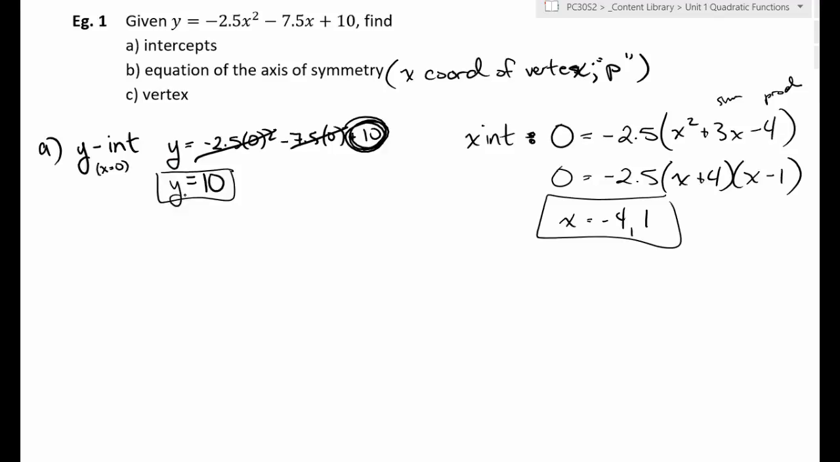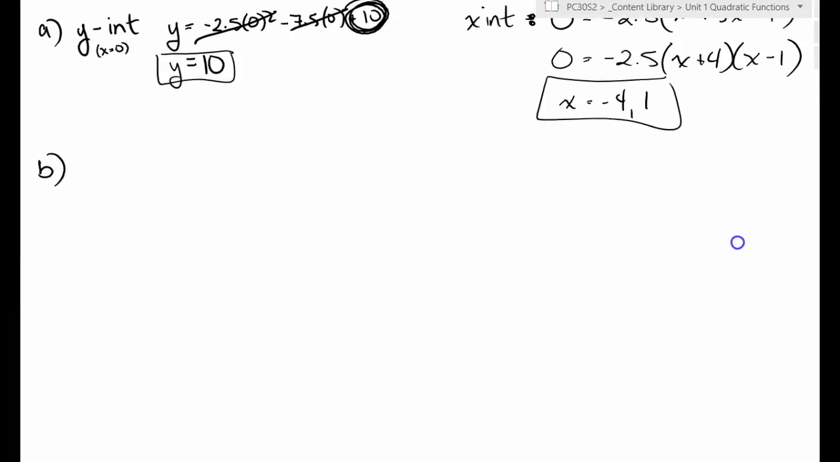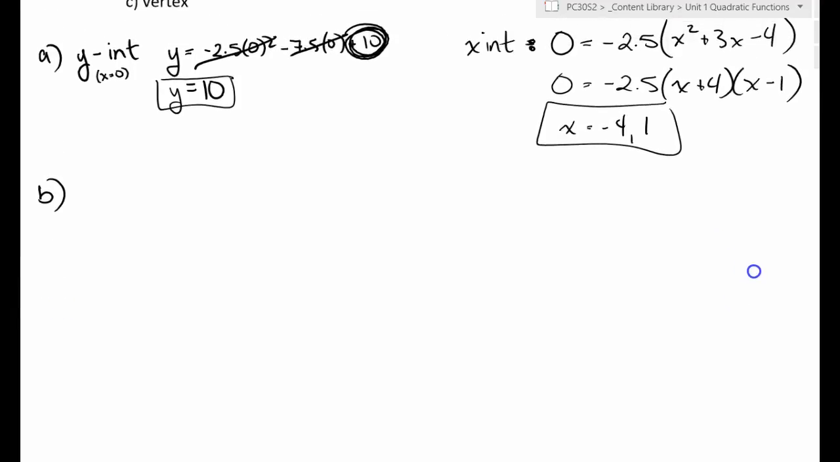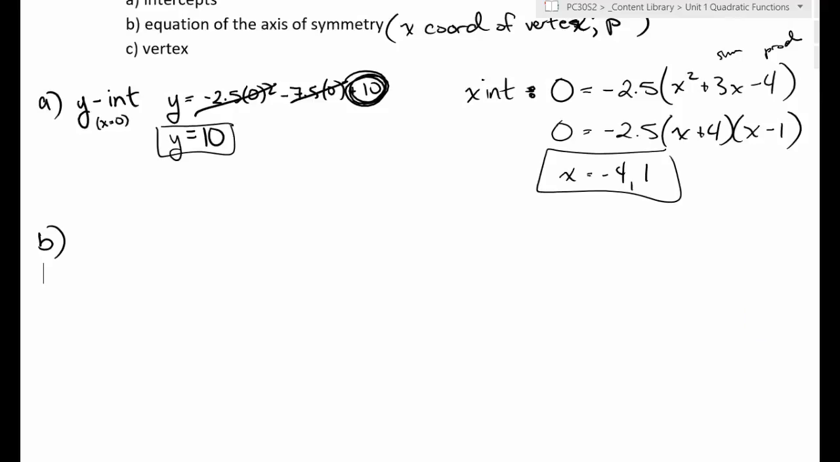We're just going to be taking all our skills from this whole unit so far and putting them all together. And we're going to add a couple more. B asks us for our equation of the axis of symmetry. Now, I mentioned two strategies. Option 1 was finding the mean.